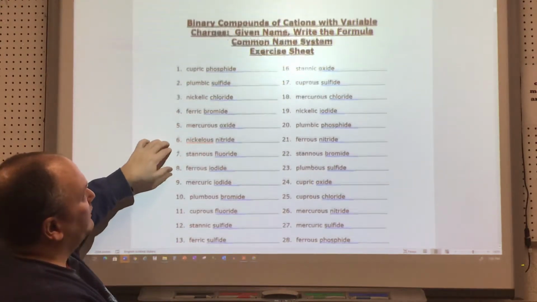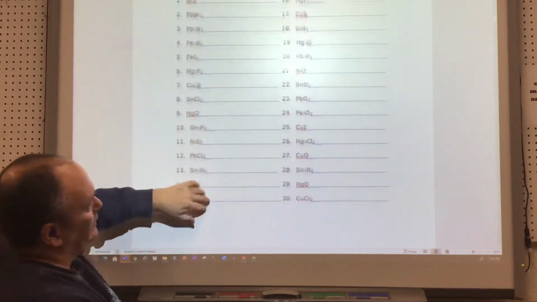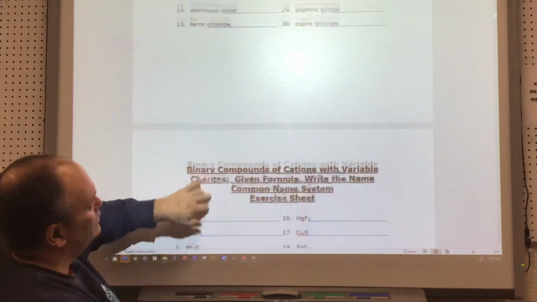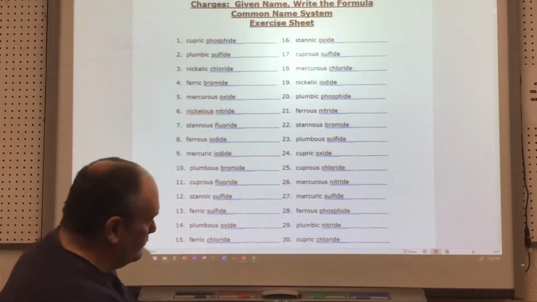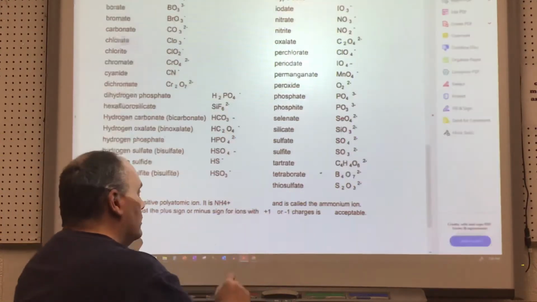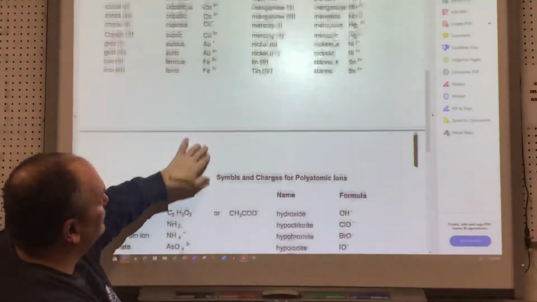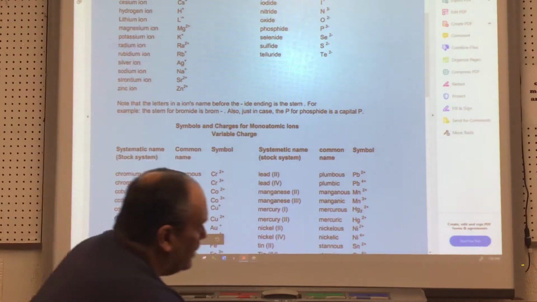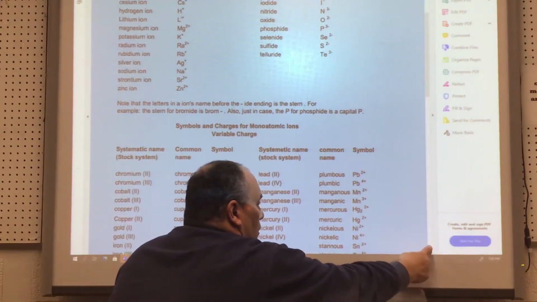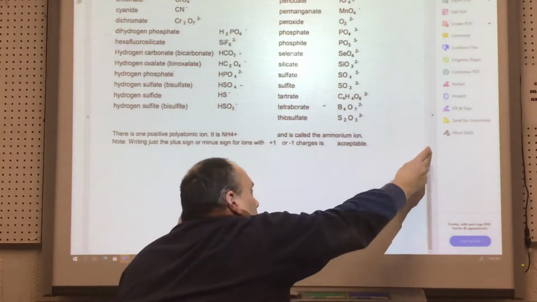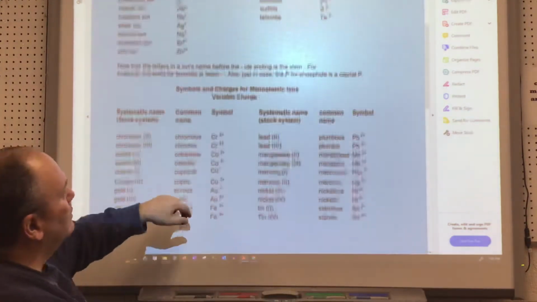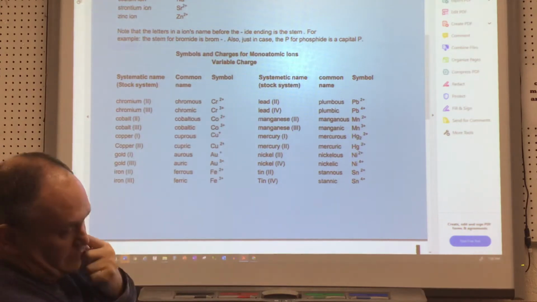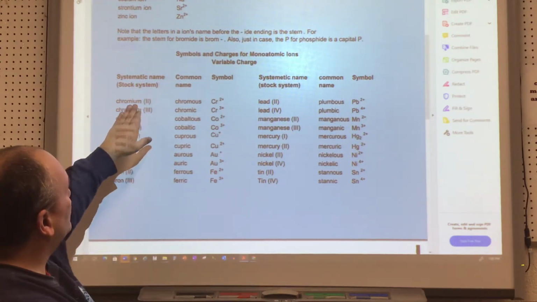Okay, let's talk about the common name system. And then the other one, which is kind of related, is the stock system. So I'm more or less going to talk about these two systems at the same time. Okay, so if you look here on this part of your chart sheet, this is page 1.